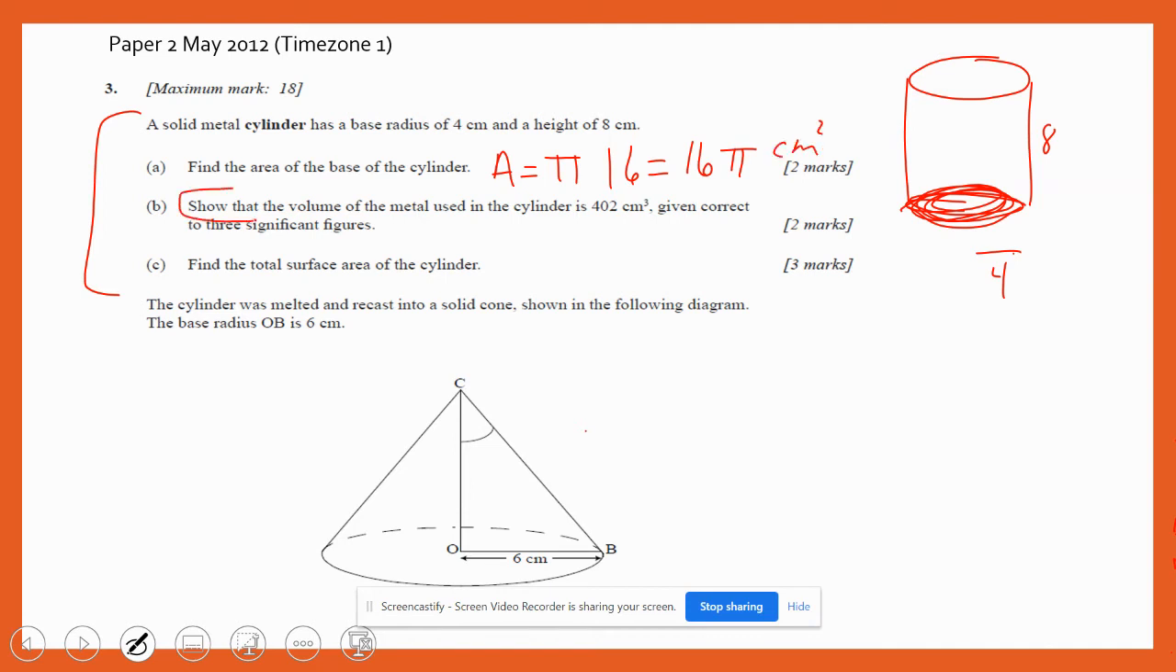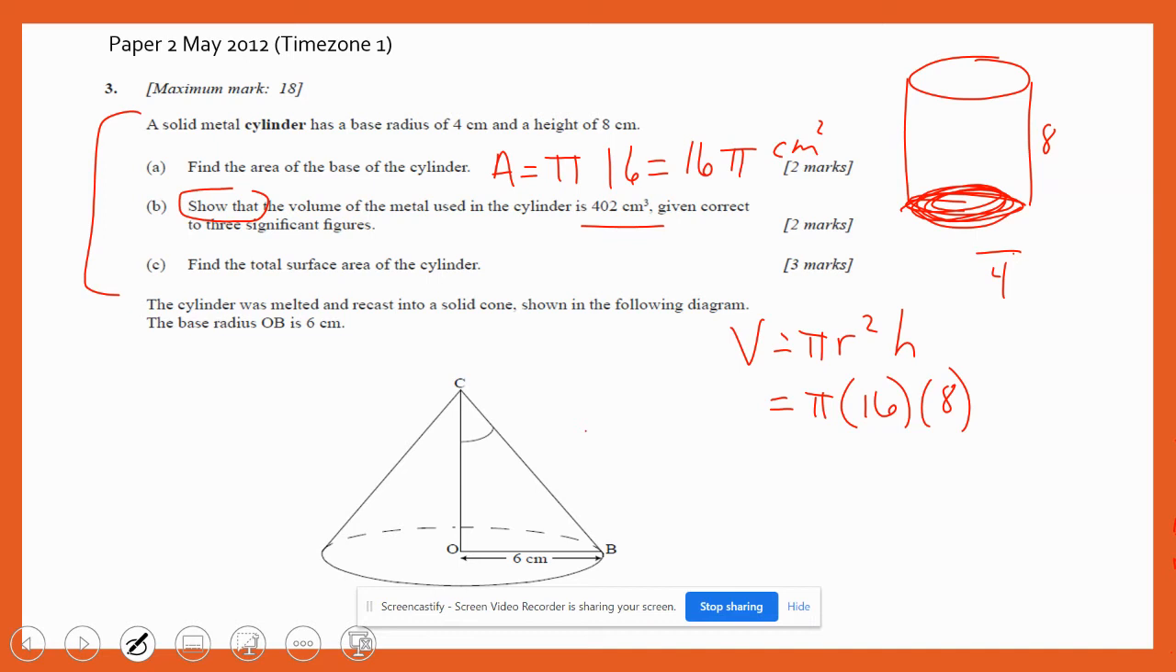Show that the volume is 402. This is a common IB question. They're telling you the answer. You have to show how we get there. So you go, okay, well, what's the volume of a cylinder? Volume of a cylinder is pi r squared h. So we need to show that we get 402. So pi times 16 times 8. And that one I would punch in my calculator because I need to show that I get that amount.